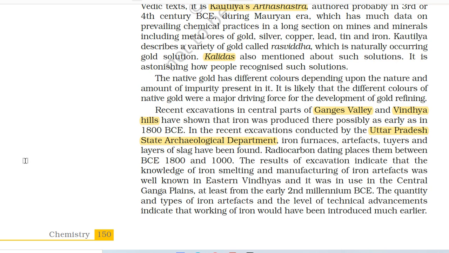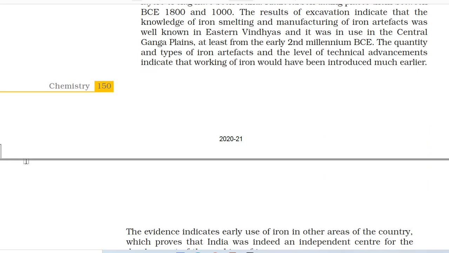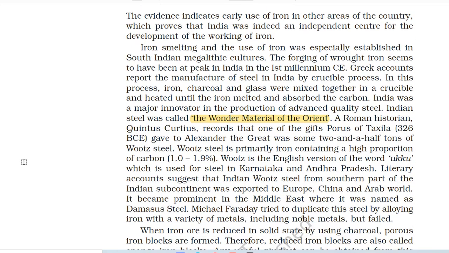The quantity and types of iron artifacts and the level of technical advancements indicate that working of iron would have been introduced much earlier. The evidence indicates early use of iron in other areas of the country, which proves that India was indeed an independent center for the development of the working of iron.